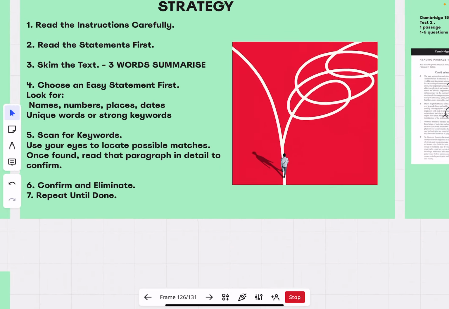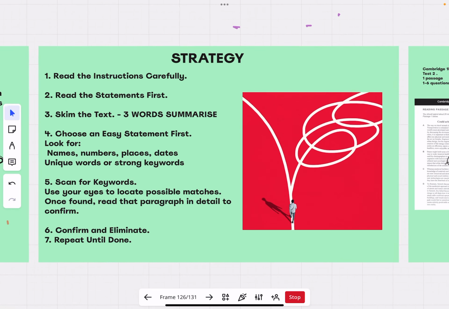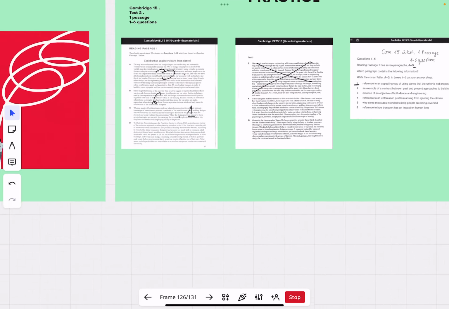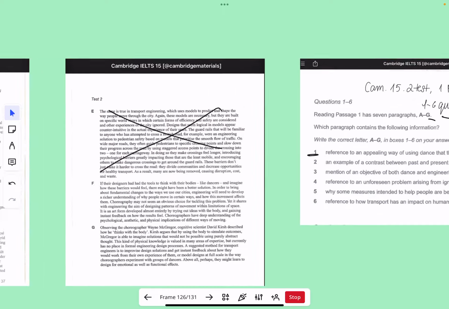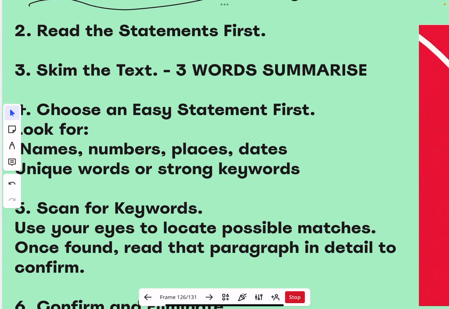First, the strategy: read the instruction carefully. You always need to read the instruction carefully. For example, here it says the reading passage has seven paragraphs, A to G. Which paragraph contains the following information? It means there are seven paragraphs, and if there are only six questions, one of them doesn't have any information. So you always need to make sure that you read the information.